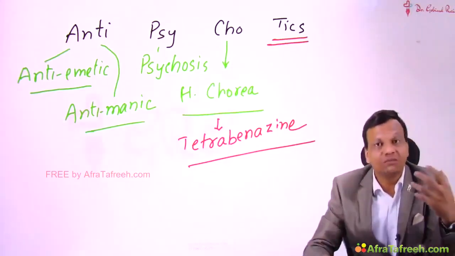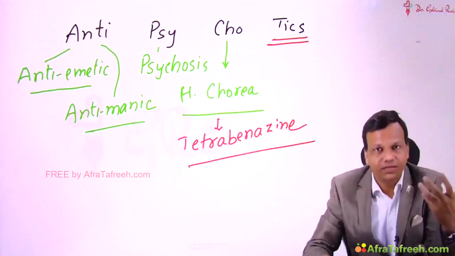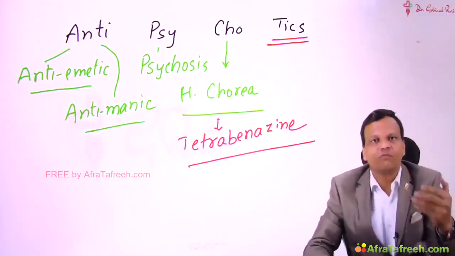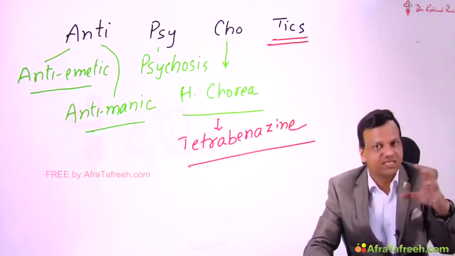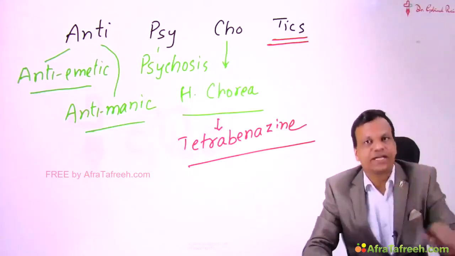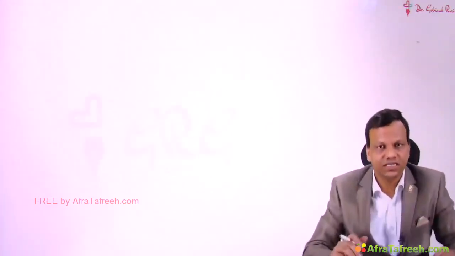Then lastly, we have tics. First of all, what do you mean by tics? Tics are sudden repetitive contraction of a group of muscles. Like you must have seen some people, they keep on flashing their eyeballs. So that is a type of tic. And there is one syndrome in which these tics are seen. Yes, that is called as Tourette syndrome.